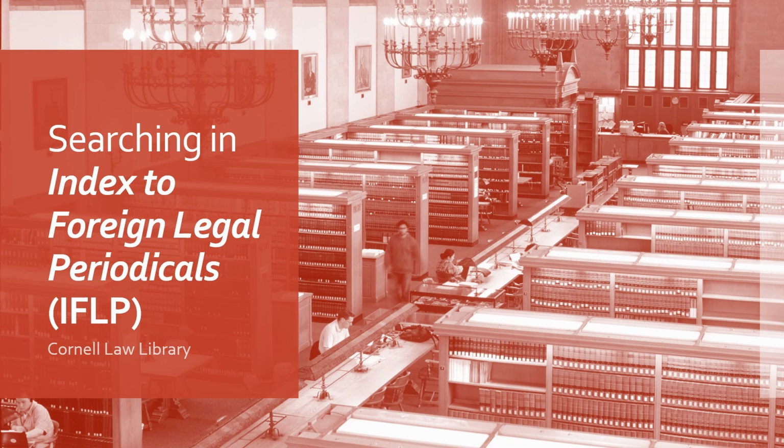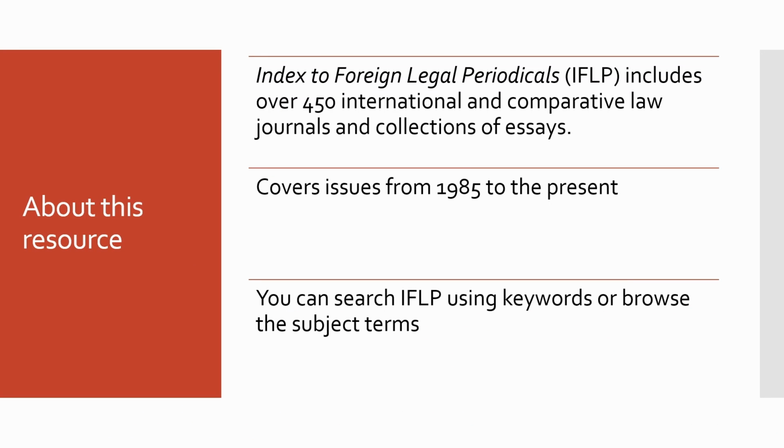This video will show you how to search in the Index to Foreign Legal Periodicals. The Index to Foreign Legal Periodicals includes over 450 international and comparative law journals and collections of essays. It covers issues from 1985 to the present. You can search the IFLP using keywords or browse the subject terms, and this tutorial will cover both searching methods.